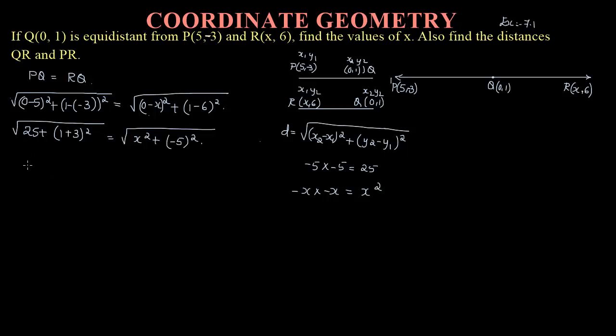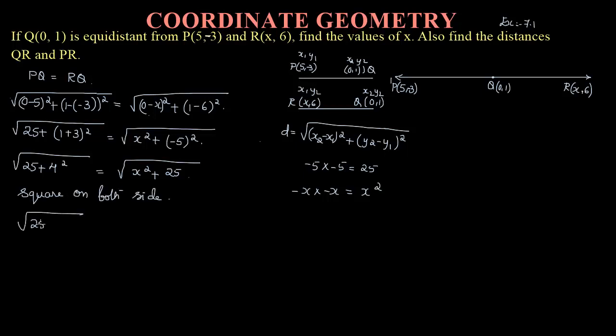So what are you going to have then? Here you have 25 plus 1 plus 3, 4. So it is nothing but 4 square, which is equals to x square plus -5 square is nothing but 25. Square on both the sides here itself. So if I'm squaring this side, then 25 plus 4 square. 4 square is what? It is nothing but 16.